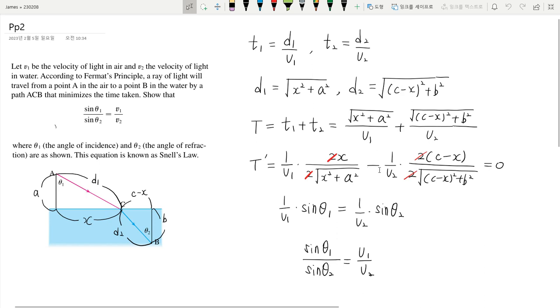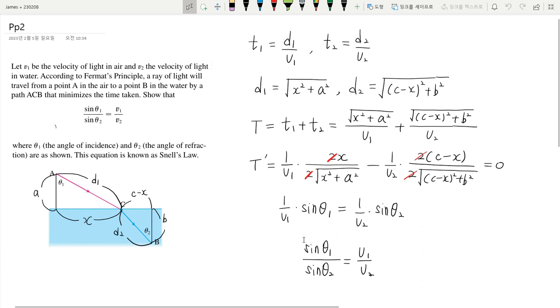And then at the minimum point, the derivative is 0. So if we set this derivative to 0, we can move the second term to the right side, and then this x over the square root of x squared plus a squared, the x over d1, is the sine of theta 1 when you look at the first right triangle, and also c minus x over d2 is the sine of theta 2.